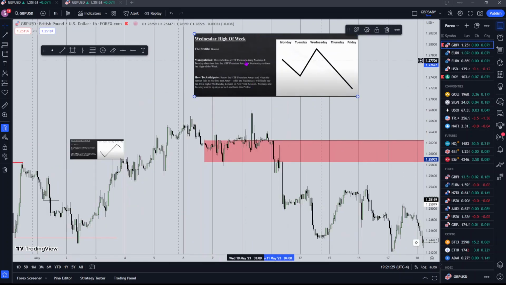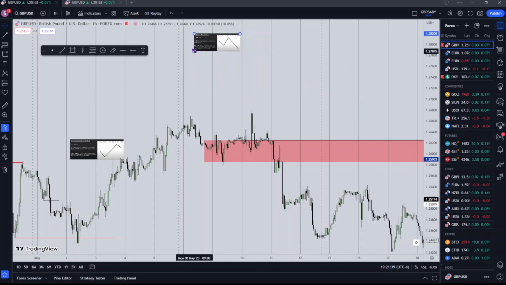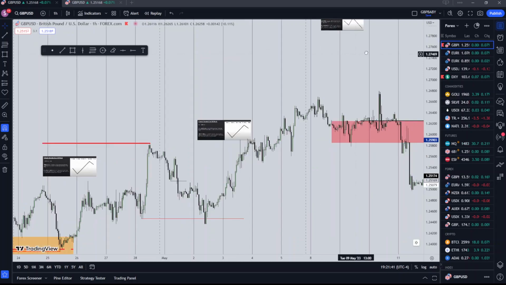Hovers below a higher time frame premium array on Monday and Tuesday, and then rises into the high time frame premium array on Wednesday to form the high of the week. Know the high time frame premium arrays, and when the market fails to rise to that array, odds are Wednesday will likely see the driver through the London New York session. Cool.